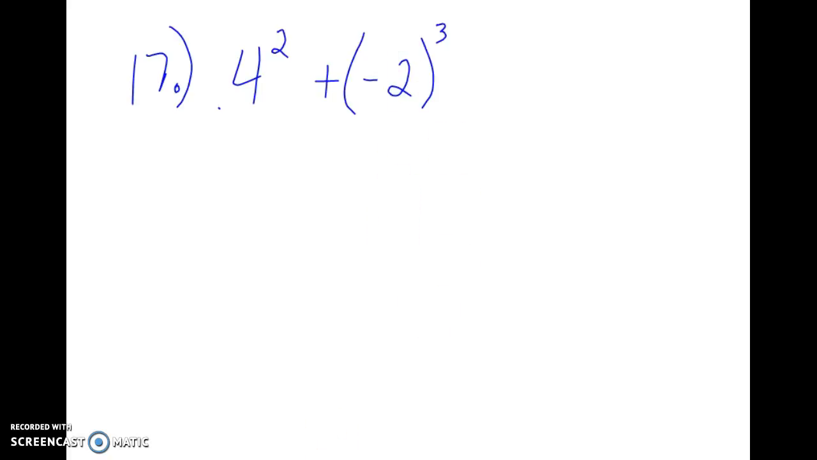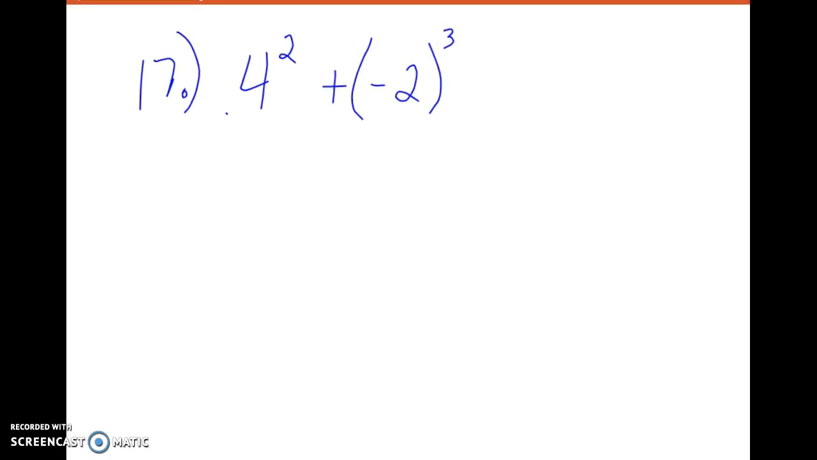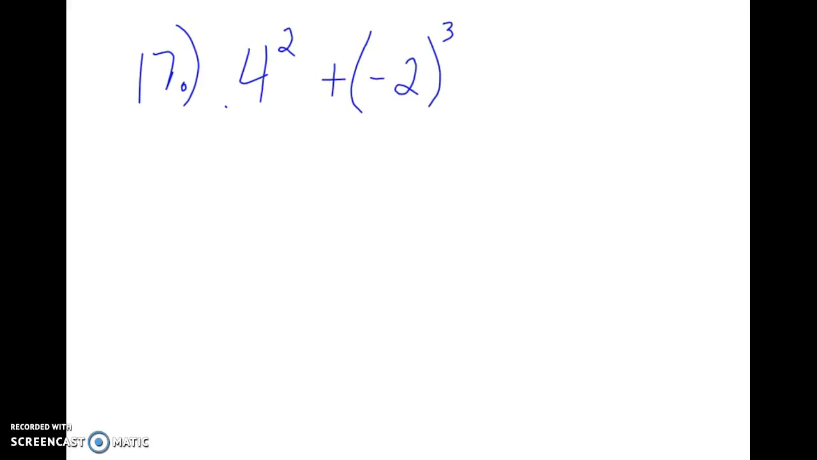Parentheses. And what do you see? Negative 2 cubed. What does that mean? What is being cubed? The 2 or the negative 2? Thank you. It is the negative 2. How many negative 2's do I write, Ethan? 3. Negative 2, negative 2, negative 2. What do we do with these 3 negative 2's? We multiply them.